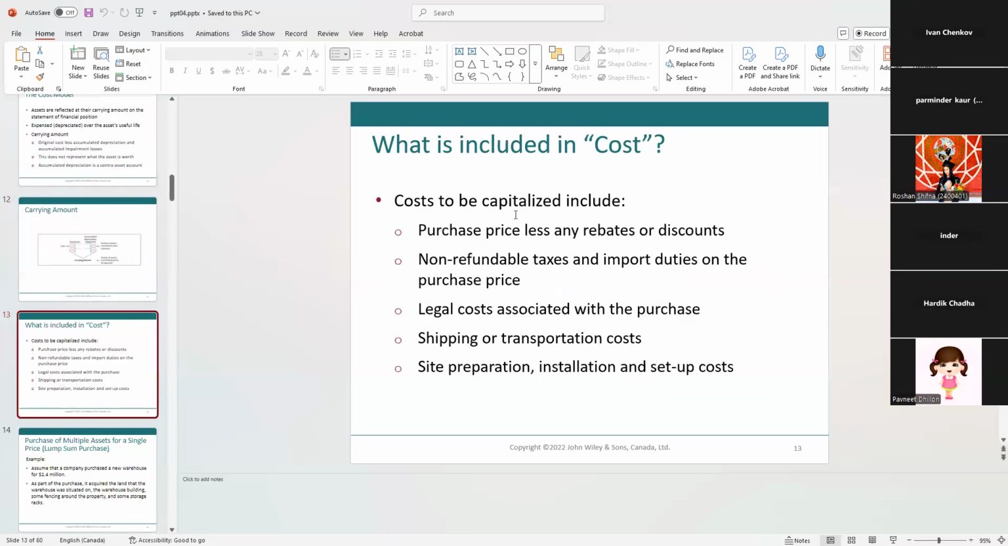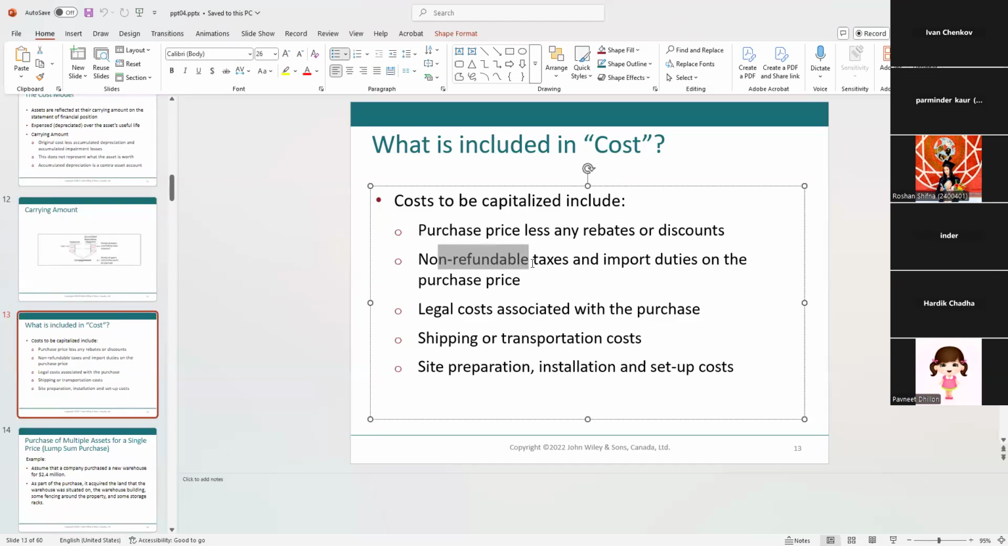So now what's the cost of the assets that we have to capitalize? Well, that will be again purchase price, non-refundable taxes, legal cost, shipping, transportation, site preparation, installation, setup cost. So if you have some setup cost, you have to be careful which one is the one. So basically, for example, I want your opinion on this. I want somebody to answer or post something on the chat room.